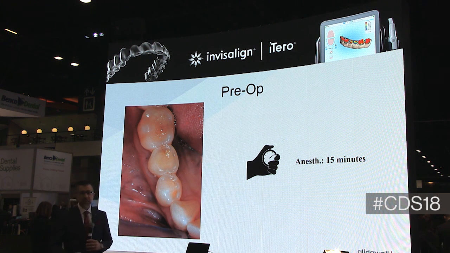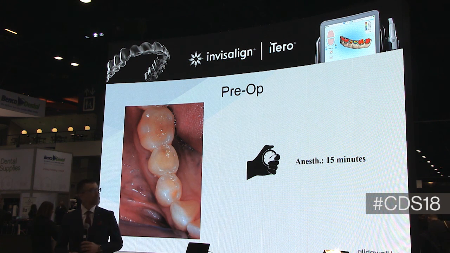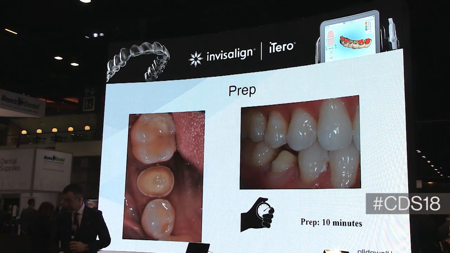So on this particular patient, the patient came in. You may look at this and say, why are you putting a restoration on this tooth? Well, you can barely see there, but there's an access hole. That tooth had just had endo and there's a crack on the distal of that tooth.